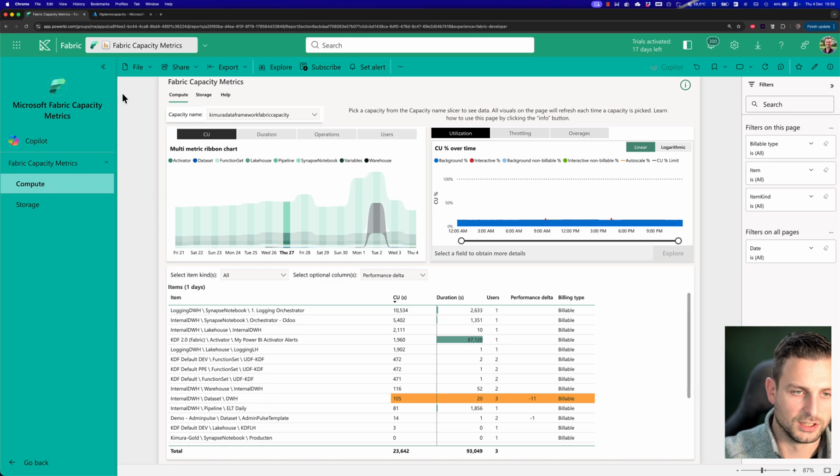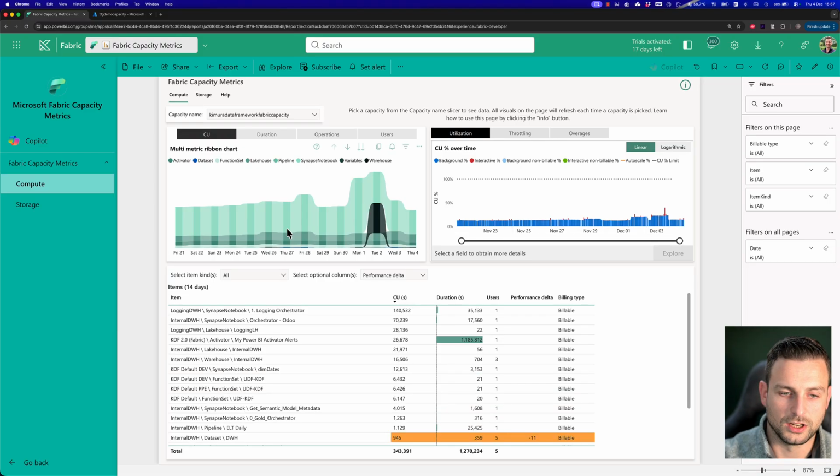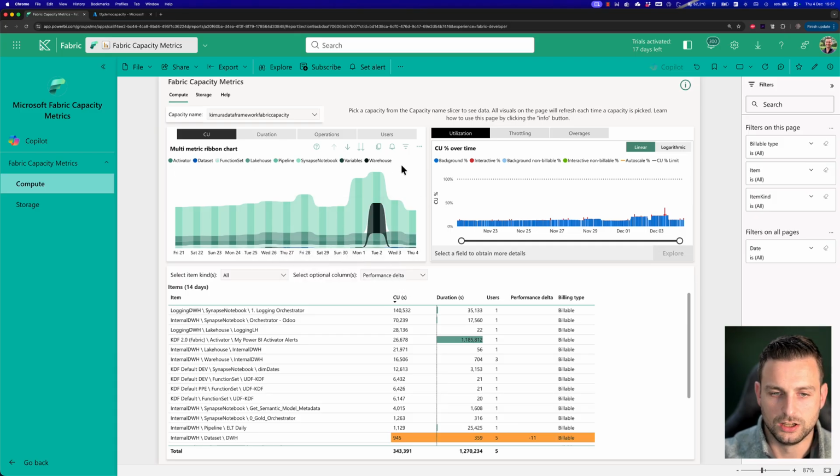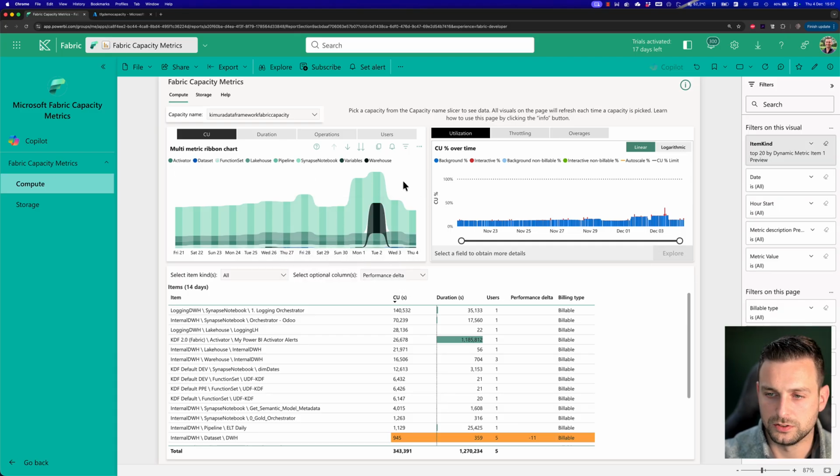We have selected the Capacity Metrics app, we have selected our capacity name, and we see a few different visuals here on the screen. So the first one is the multi-metric ribbon chart. It's just the name of the chart itself, and what it's actually showing is the CU usage over time. And we're looking here at the CU usage at a certain date and against certain types of usage. So if we click on this visual, we will find that we see item kind here and then the dates on the bottom, of course.